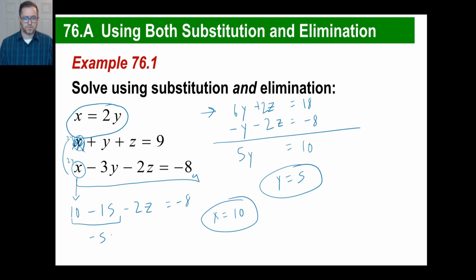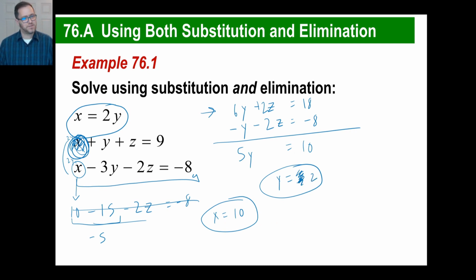Okay, I think I goofed up somewhere. Hold on a second. x is 10, y is 5. Let me try this again. Let's try the second equation and see if I have better luck with that one. I have an x here, which will give me a 10. Oh, never mind. That's why I goofed up. 5y is 10. y is 2. That's my bad. Okay, well, everything goes from there.